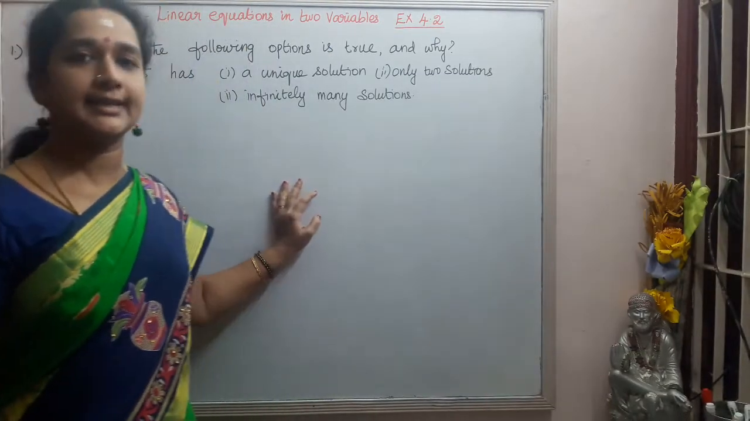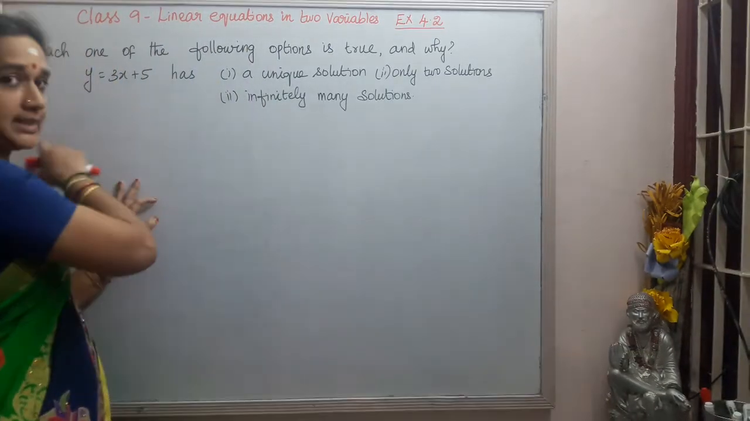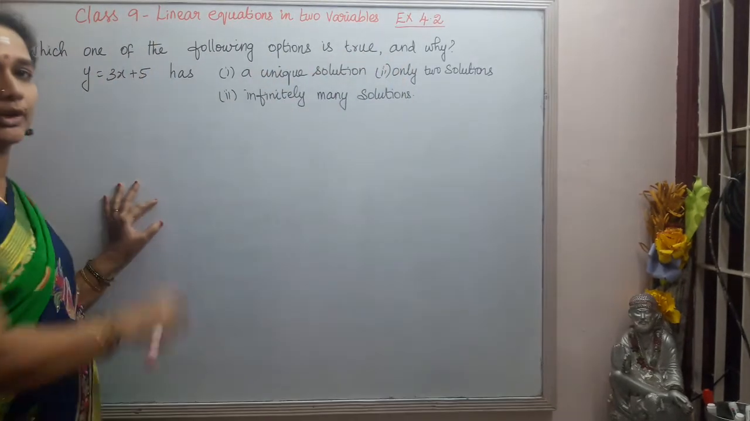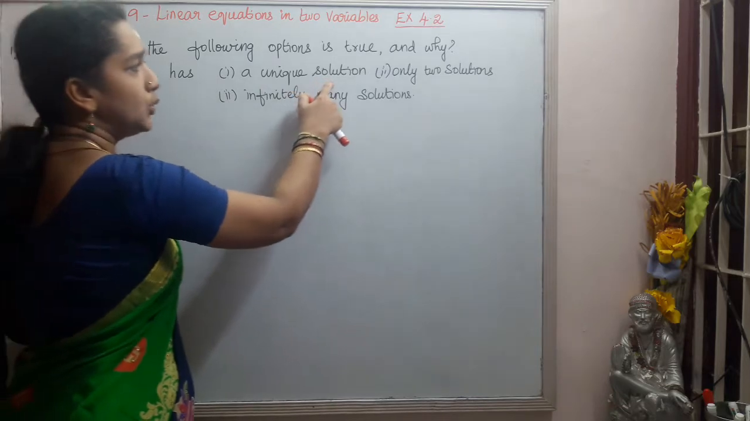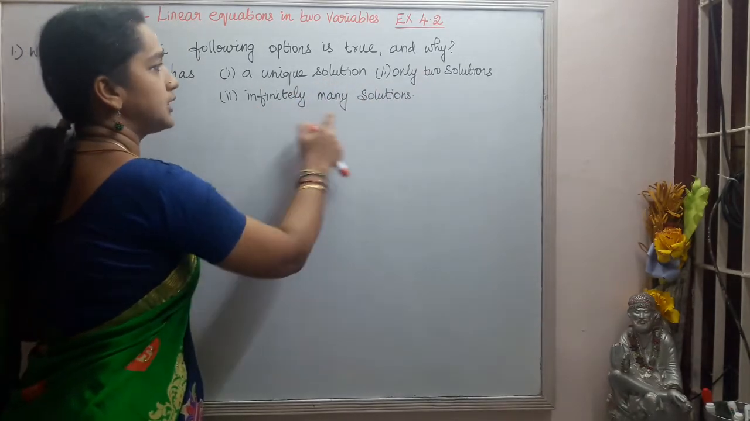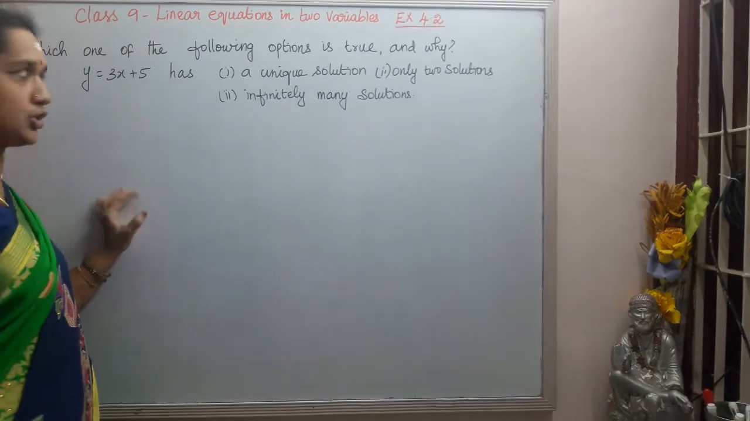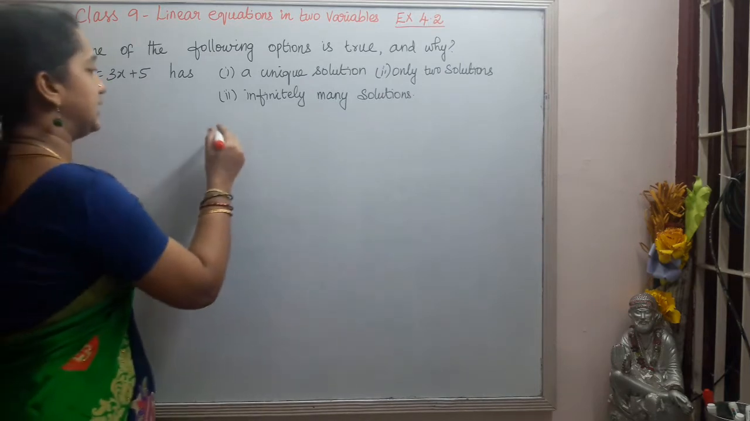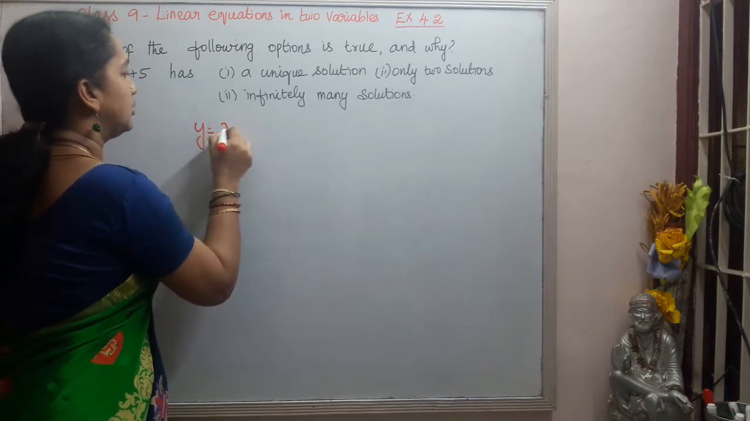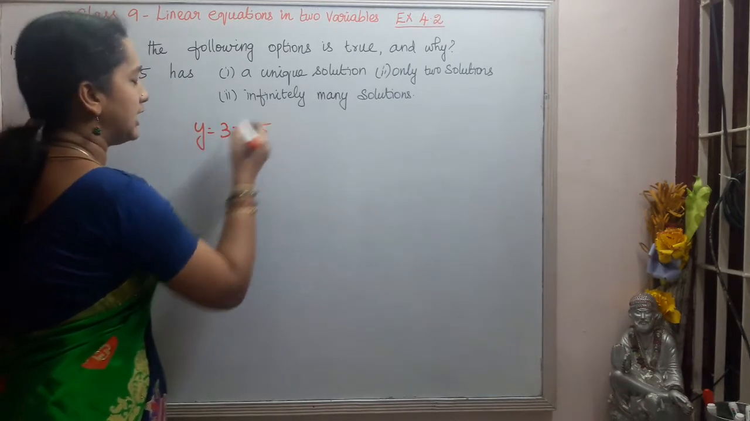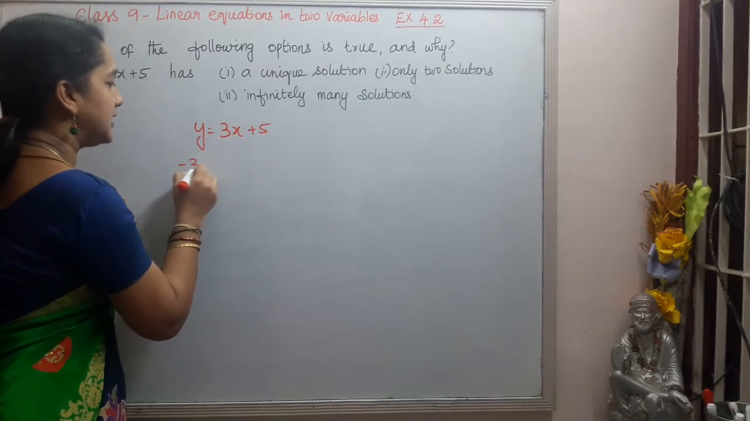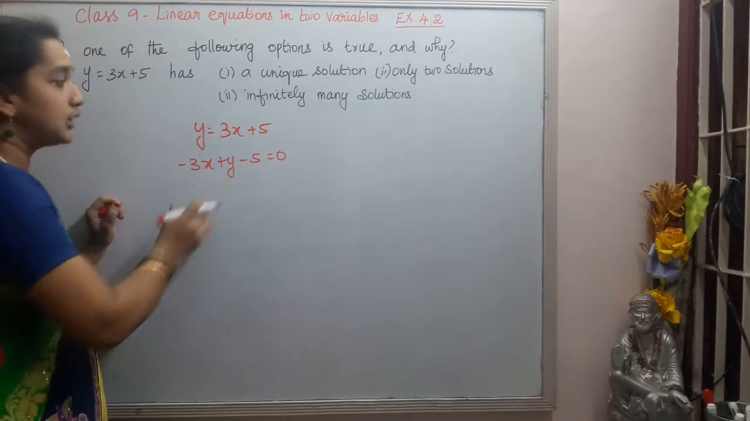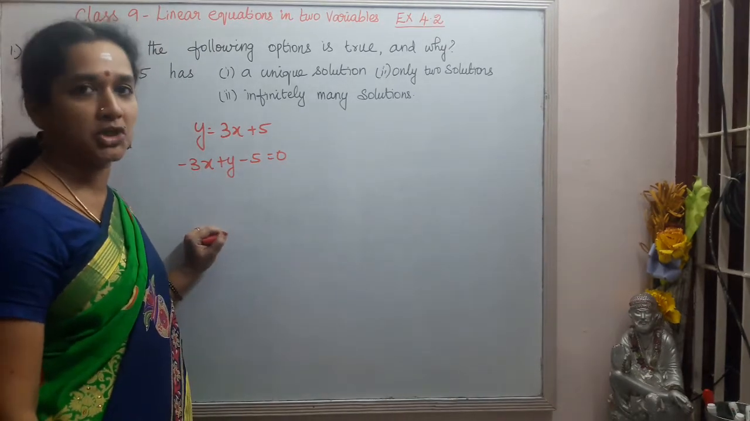Now we will do the exercise sums. Exercise 4.2, first sum. Which one of the following options is true, and why? y is equal to 3x plus 5 has a unique solution, only two solutions, or infinitely many solutions. The given equation y is equal to 3x plus 5, when we rewrite this, we get minus 3x plus y minus 5 is equal to 0. We will get a linear equation.